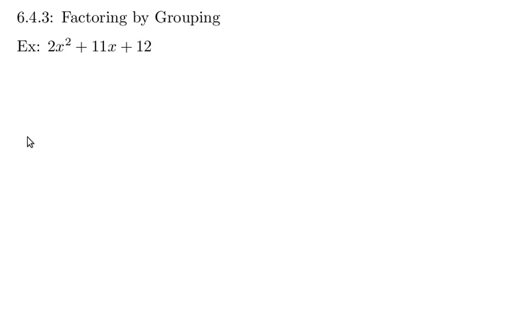So let's take this first example. We have 2x squared plus 11x plus 12. Okay, so we can rewrite this as 2x squared plus 3x plus 8x plus 12. See, all I did here was I separated this 11x into 3x plus 8x. And you might think, well, why on earth did you do that? Well, actually, it's not that hard to see, because now we can factor out this x from here.